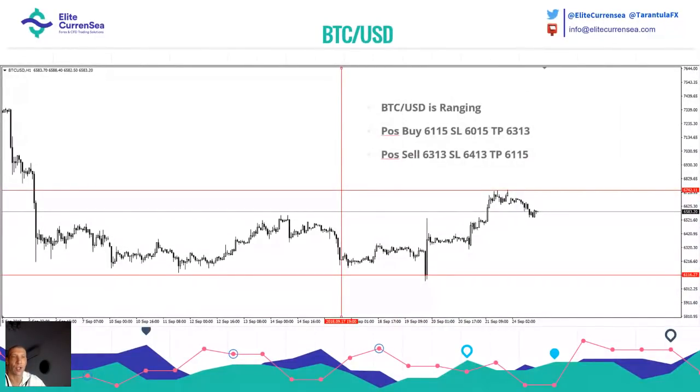Okay, and one more trade that has been qualified for the trade of the week: the BTC dollar. We had a rejection from 61.16. From this spot there was a rejection, and watch what happened. So BTC dollar, definitely the trade of the week.